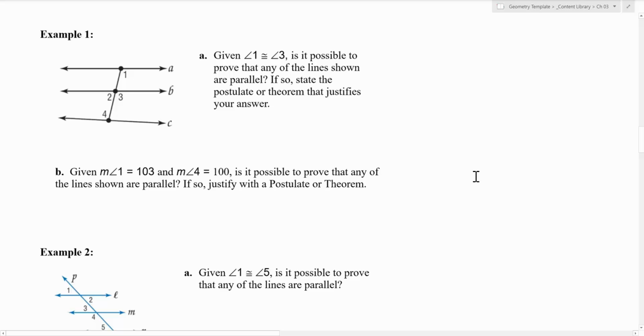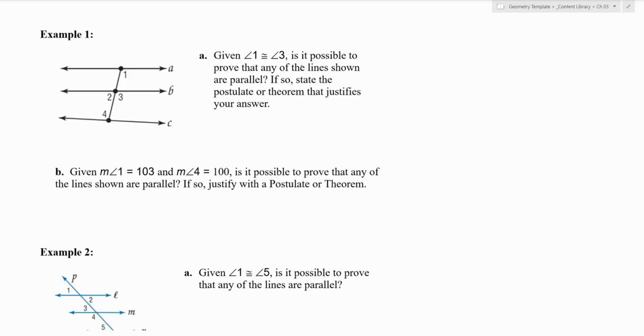Example 1. Given angle 1 is congruent to angle 3, what kind of angles are those? What's the angle relationship there? Angle 1 to angle 3. You guys know? Those are corresponding angles, okay? So if angle 1 and angle 3 are congruent, is it possible to prove that any of the lines shown are parallel? Absolutely it is, okay?